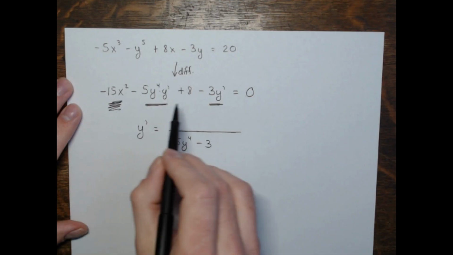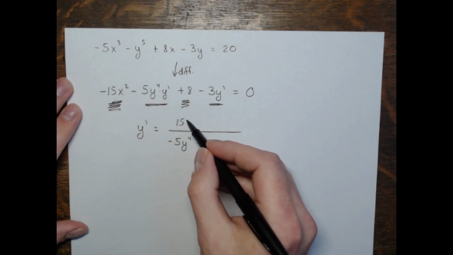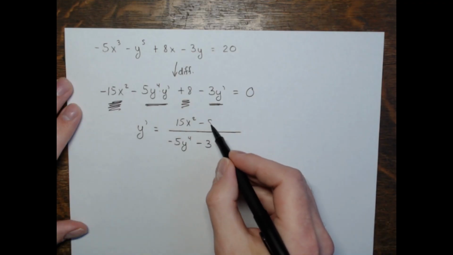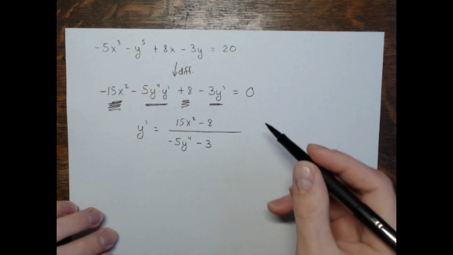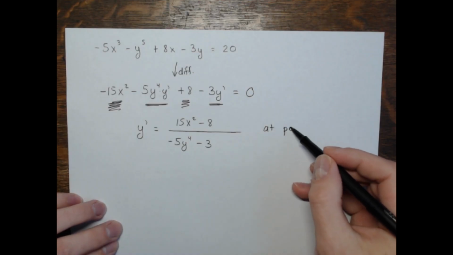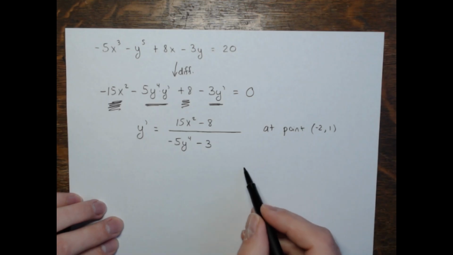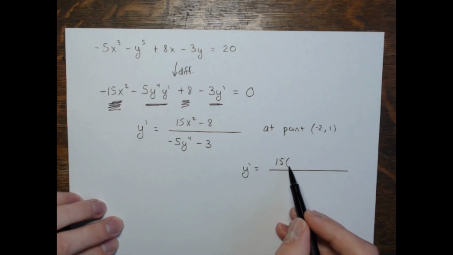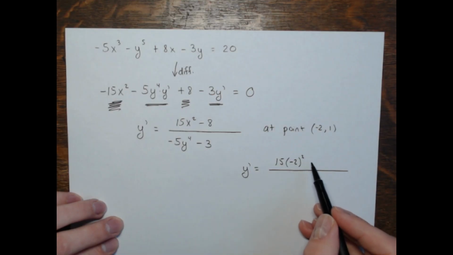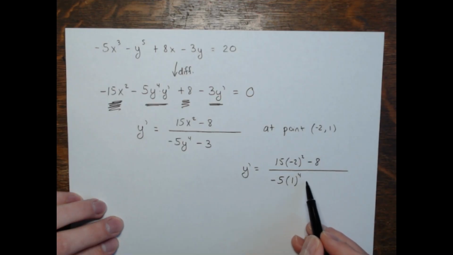And the stuff without y prime, I'm going to move to the other side before I do that division. So I'd have positive 15x squared, minus 8 in the numerator. So there's our expression for the derivative at any point on this curve. And then we're specifically at the point where x is negative 2 and y is 1. So y prime, slope of the tangent line there is going to be 15 times negative 2 squared, the x squared, minus 8 in the numerator. Then negative 5 times, the y coordinate is 1 to the fourth power minus 3.